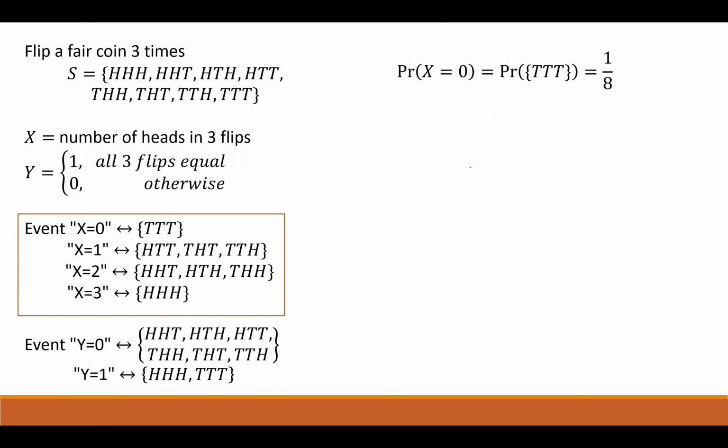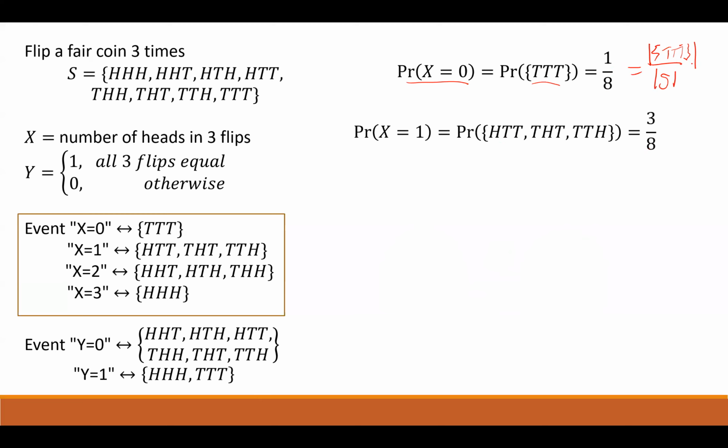So for instance, the probability that X is equal to 0 corresponds to the event that I have 3 tails in 3 coin flips. That has probability 1/8. The size of the sample space is 8, and the size of this event, tails, tails, tails, is 1. So we determine the probability of these events the same as we have for events in the past.